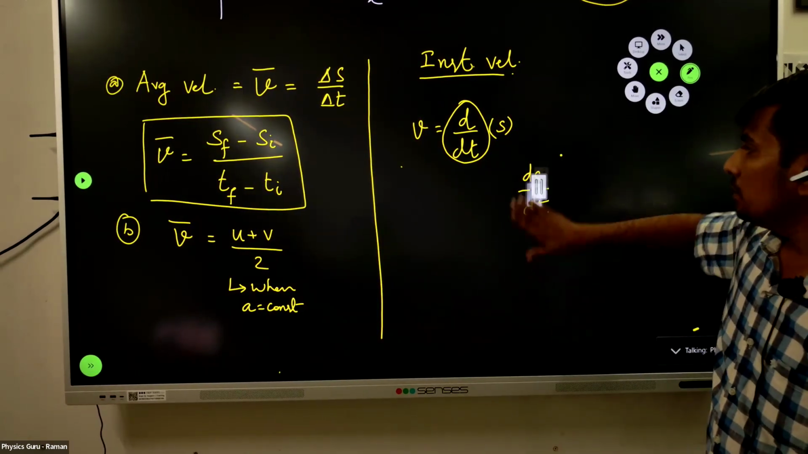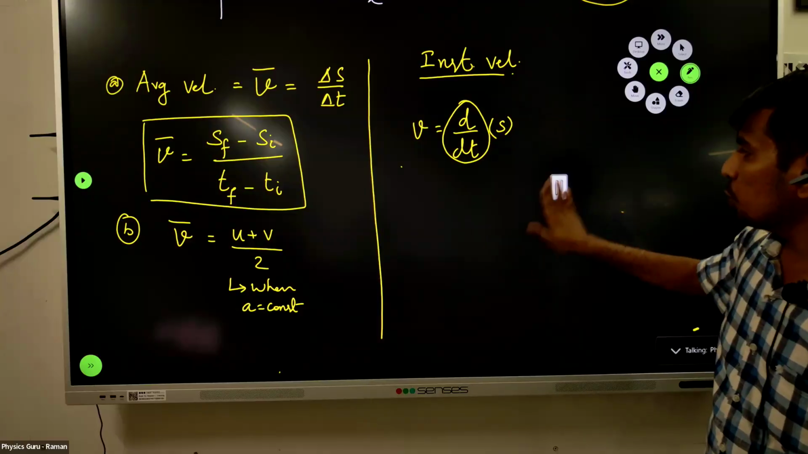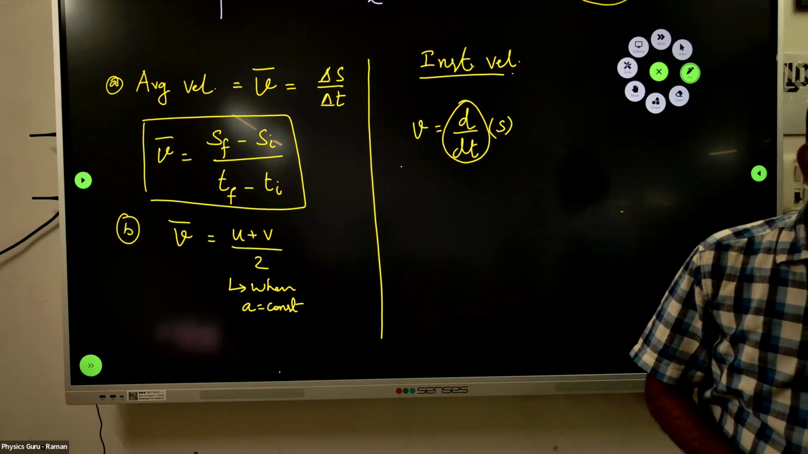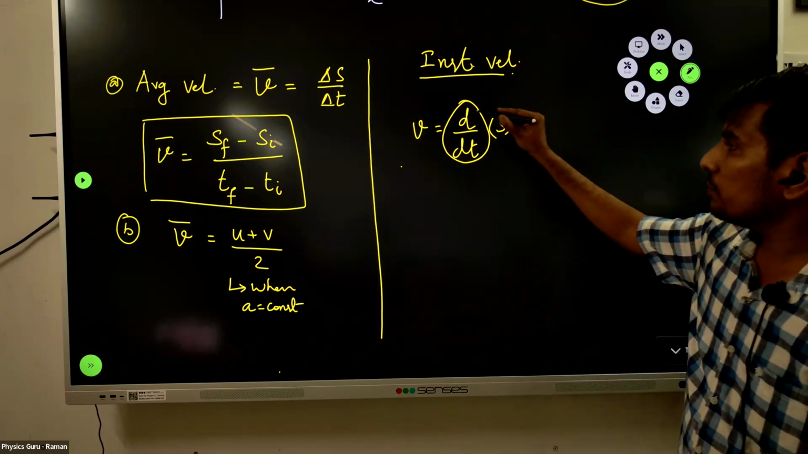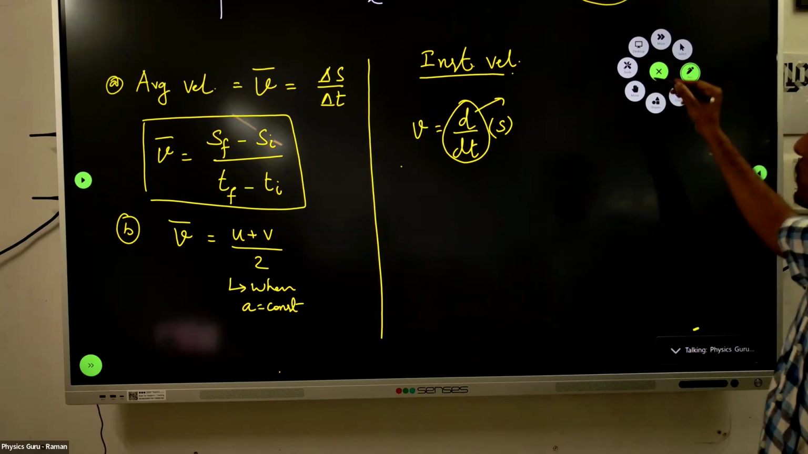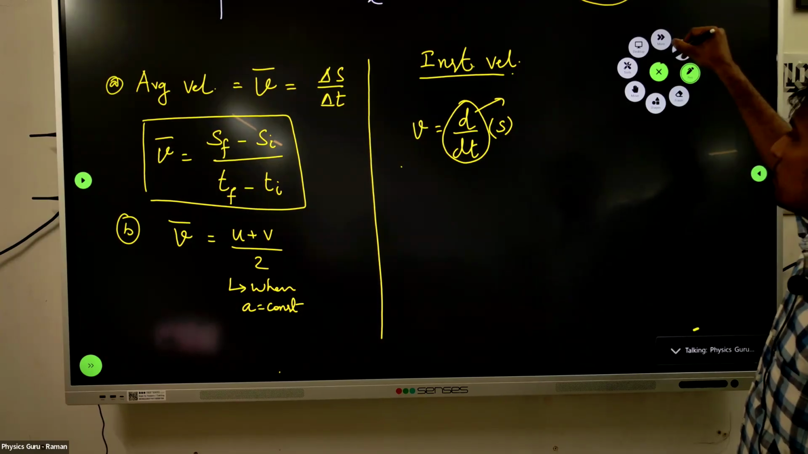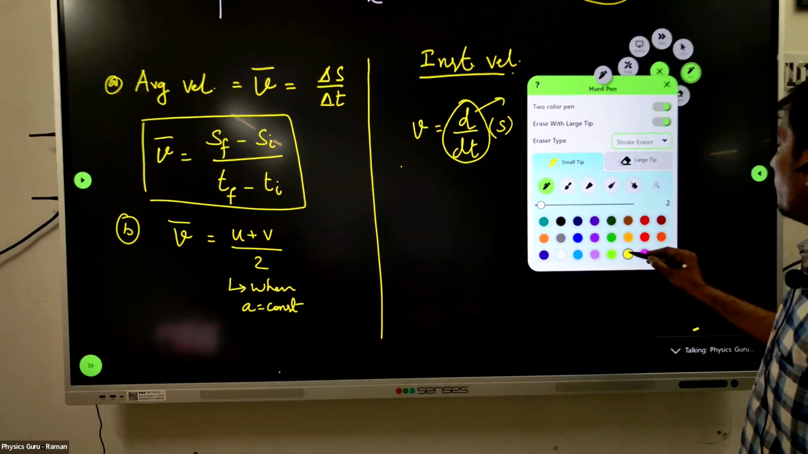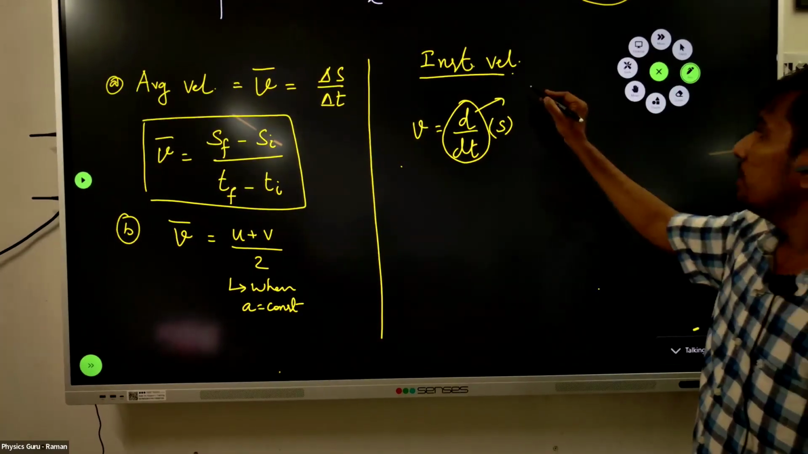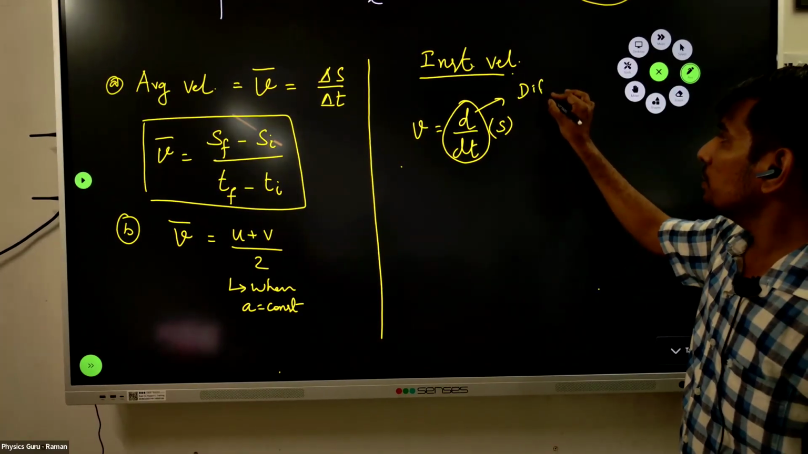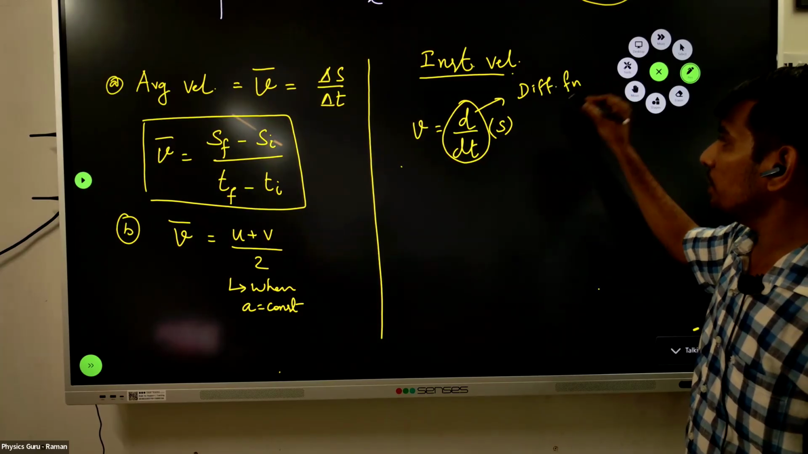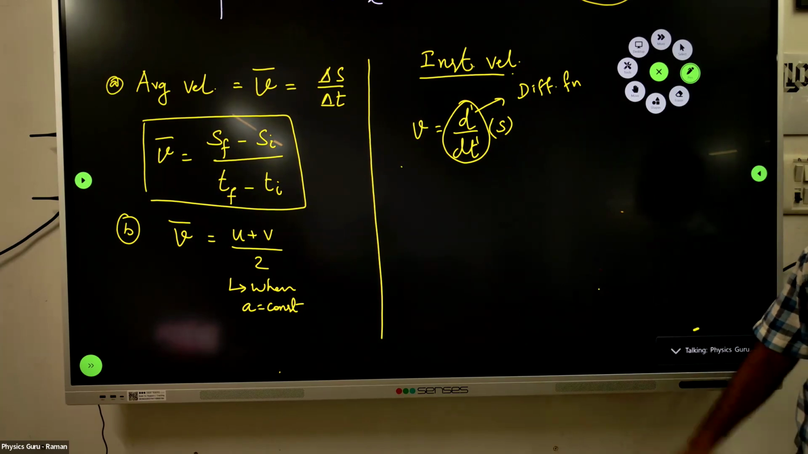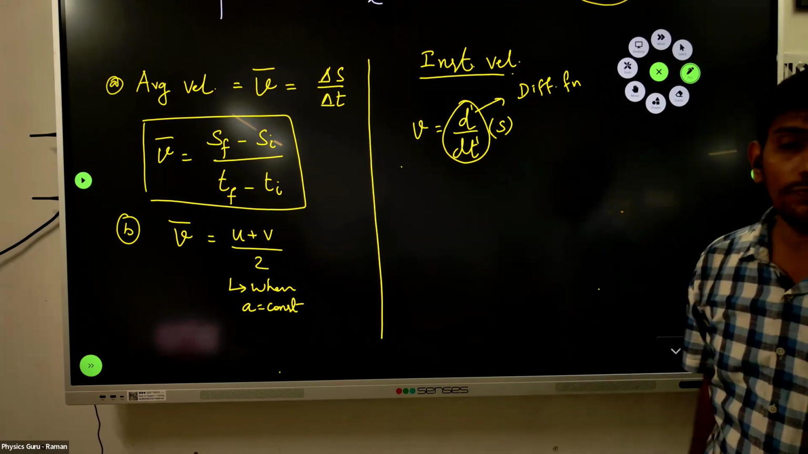Understood? See, for example, I'll show you a problem. Fine. And this function is called as what function? This function is called first order differential equation, right? First order differential function. We call it differential function, and the power is 1. If the power is 1, we call it first order differential function.